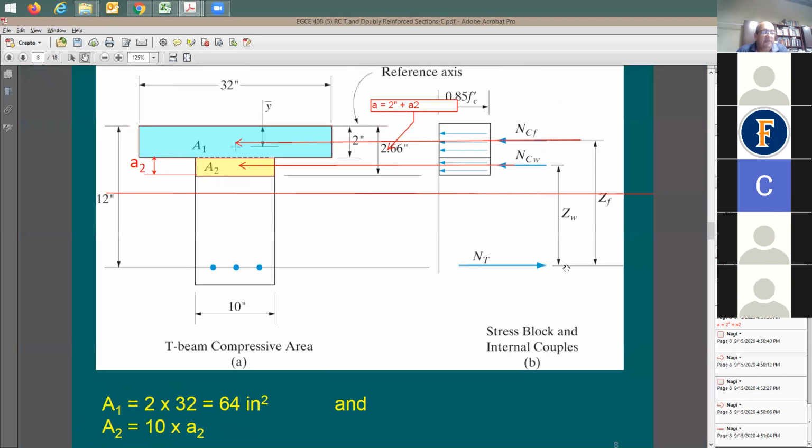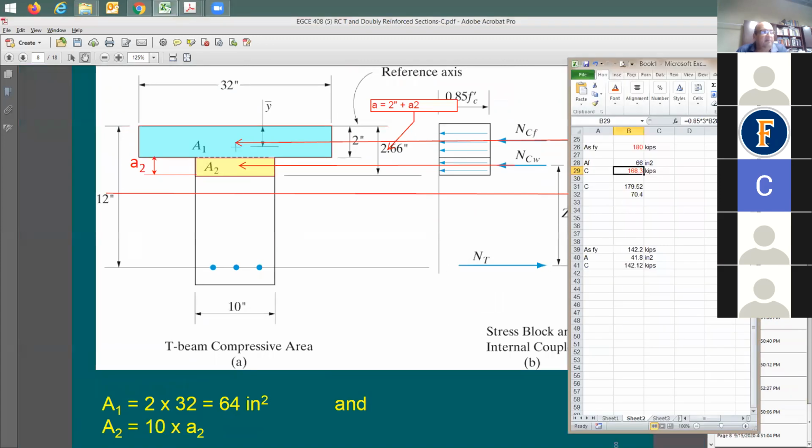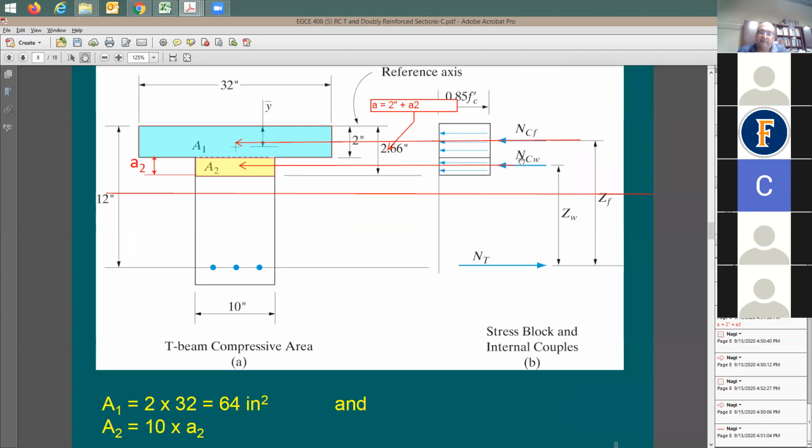Now, the tension force is going to be a constant in my analysis. Let me put it back. Tension force here is equal to 180, correct? How about the compression force? I'm going to say the compression force is composed of two compression forces, this plus this. So this tension force, 180 kips, equals NCF plus NCW. This guy here is going to be equal to this too.